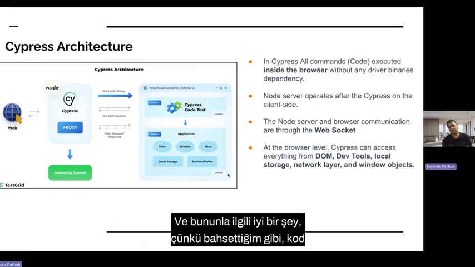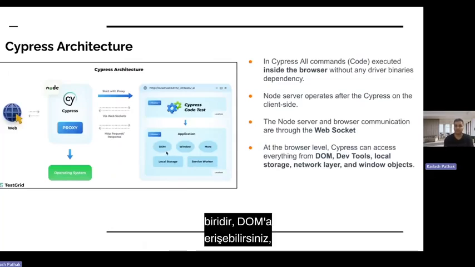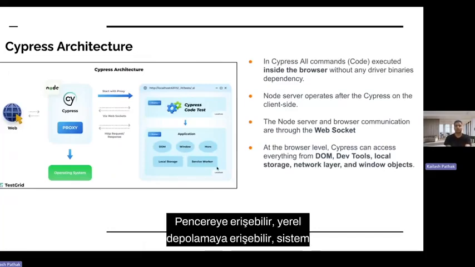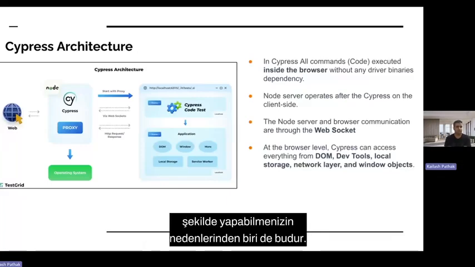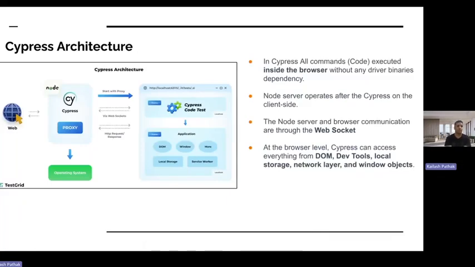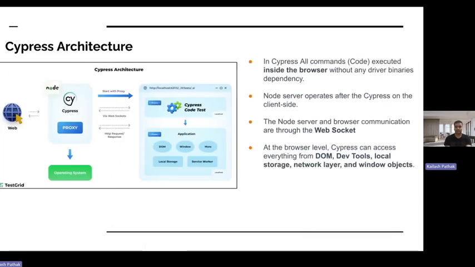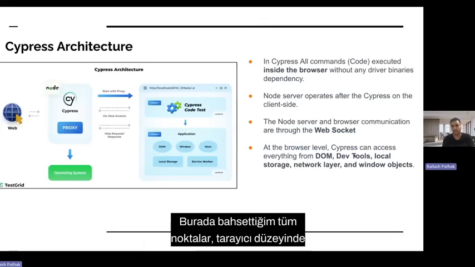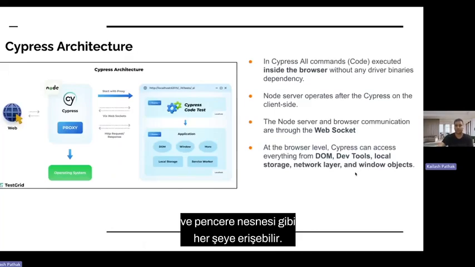And the good thing about this is that, as I mentioned, the code is executed inside the browser. This is one of the beauties of Cypress. You can access the DOM, the window, the local storage, and the session storage. That is one of the reasons you can do API automation very easily in Cypress. You can do mocking, handle session management very well, and handle cookies very well. That is the unique thing that Cypress has, right? So at the browser level, Cypress can access everything: DOM, dev tools, local storage, network layer, and the window object.